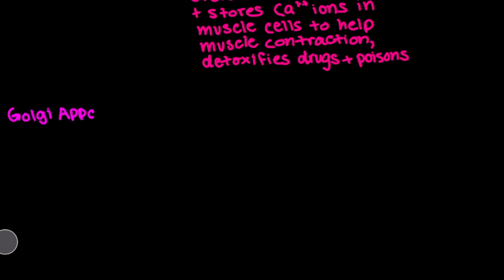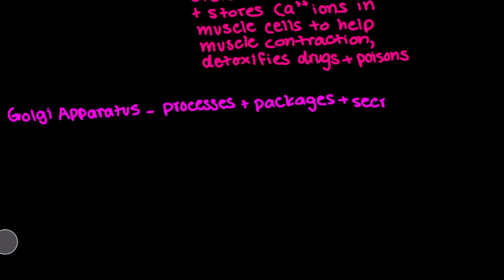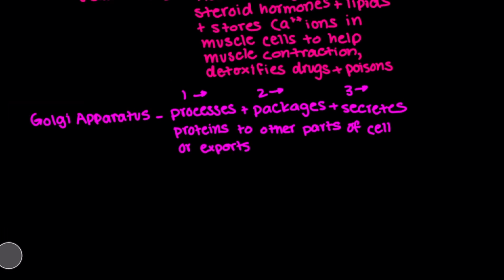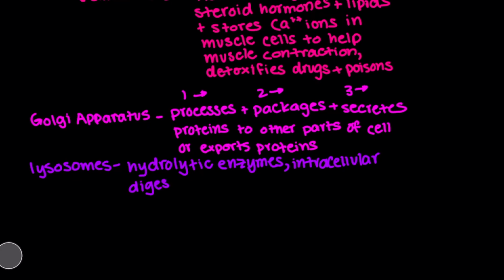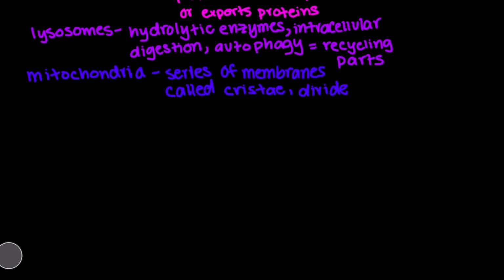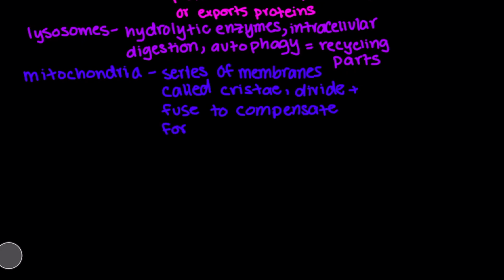The Golgi apparatus processes, packages, and secretes the proteins to other parts of the cell. Now lysosomes are hydrolytic enzymes that help with intracellular digestion and autophagy, which means recycling parts. Now we have the mitochondria, which have a series of membranes called cristae. They divide and fuse to compensate for each other's defects.